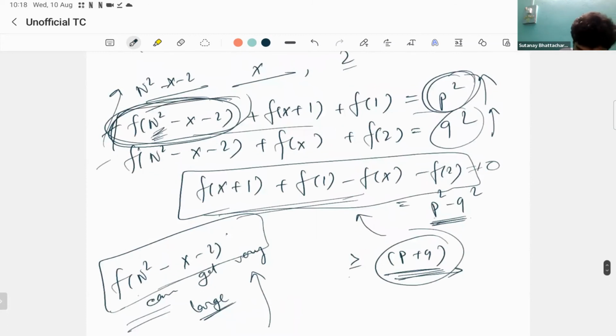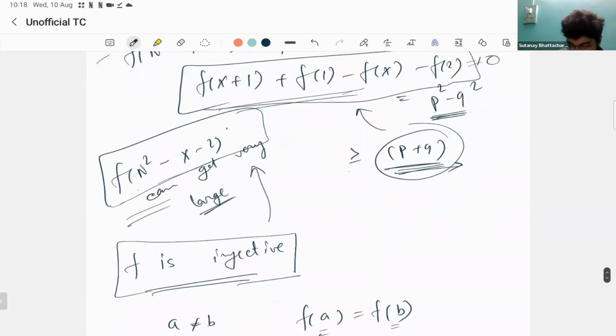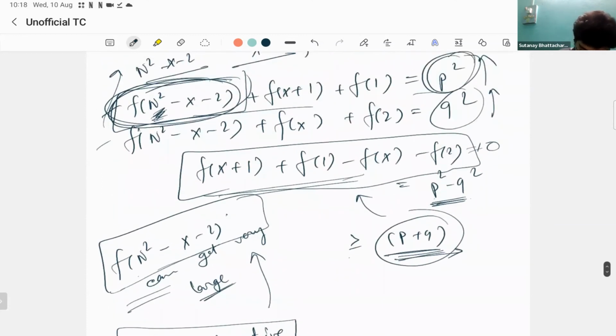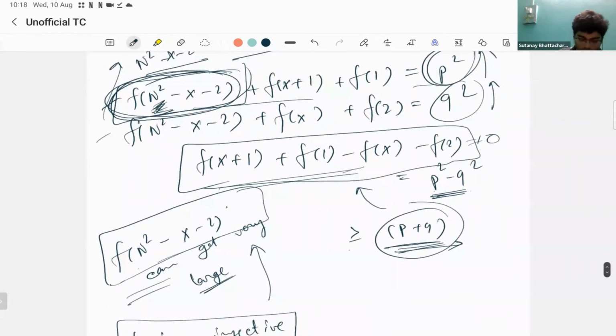So the only thing we need to make sure is we can make this quantity as large as we want by taking larger and larger values of n. And my claim is that actually follows from injectivity. So why is that? So suppose it does not.